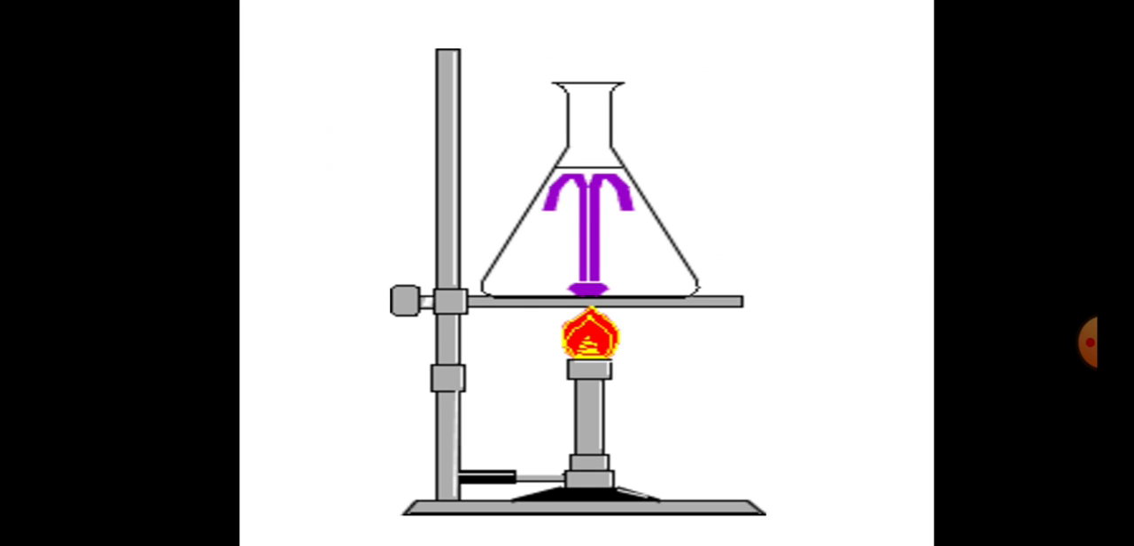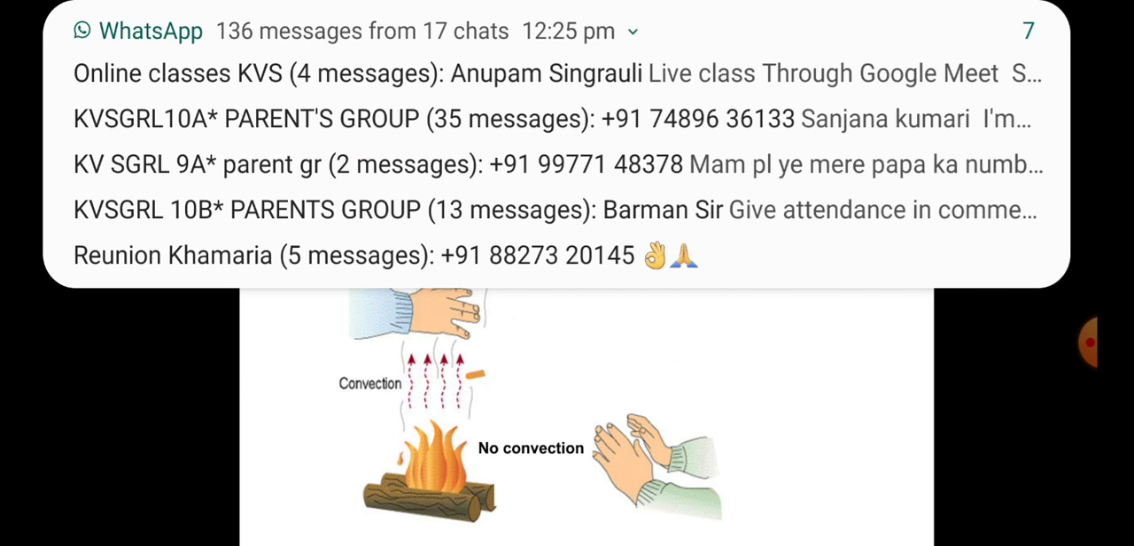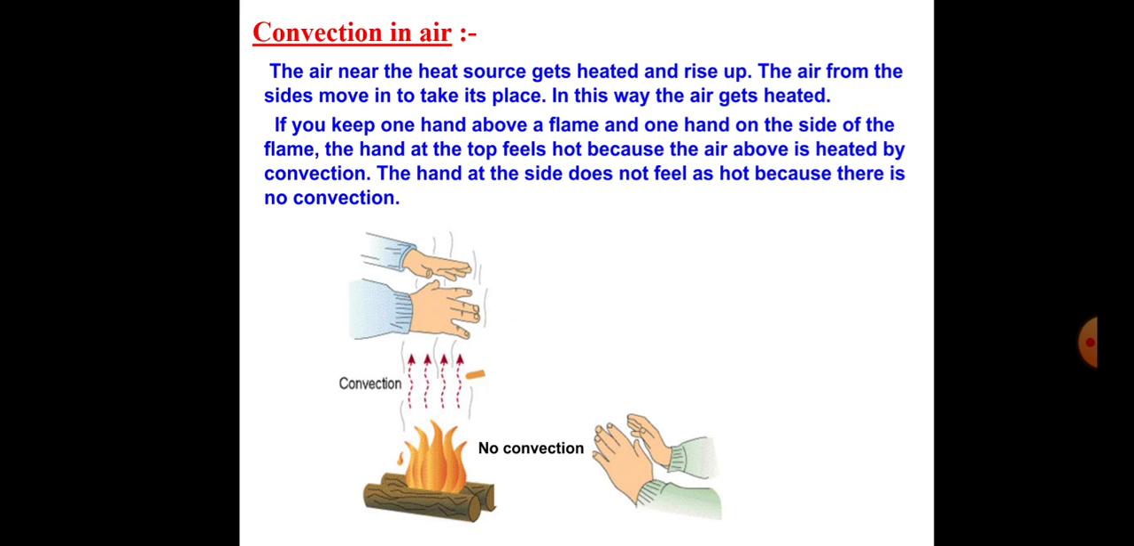Okay. You can see the diagram which shows the transfer of heat by the process of convection. Convection in air. The air near the heat source gets heated and rises up. The air from the sides moves to take its place. In this way, the air gets heated.